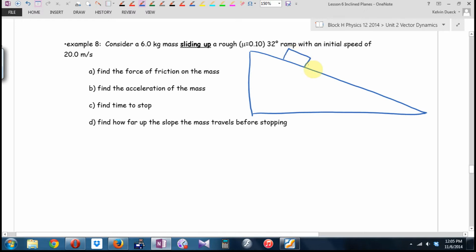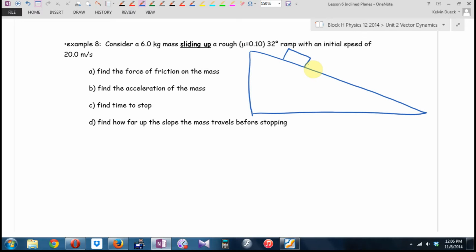A wants me to find the force of friction. Yeah, I can handle that. B wants me to find the acceleration. I can handle that. C says find the time to stop. Yeah, I guess if I know the acceleration. Oh, stop, I know V final. Oh, they gave me V initial. Yeah, I can find time.